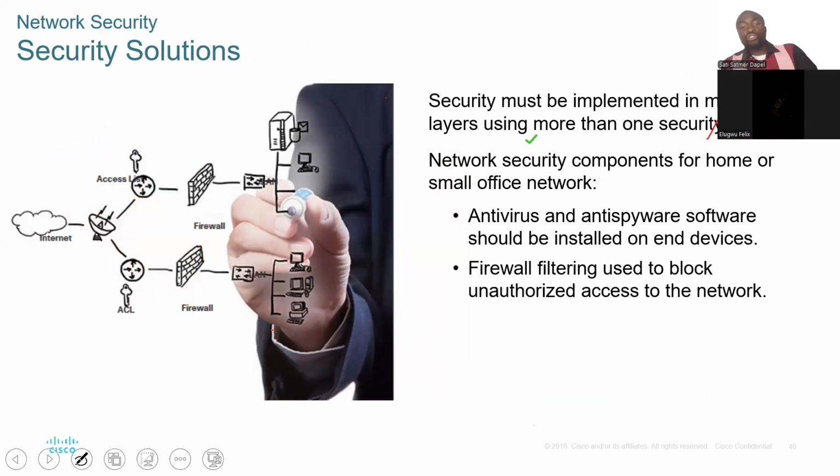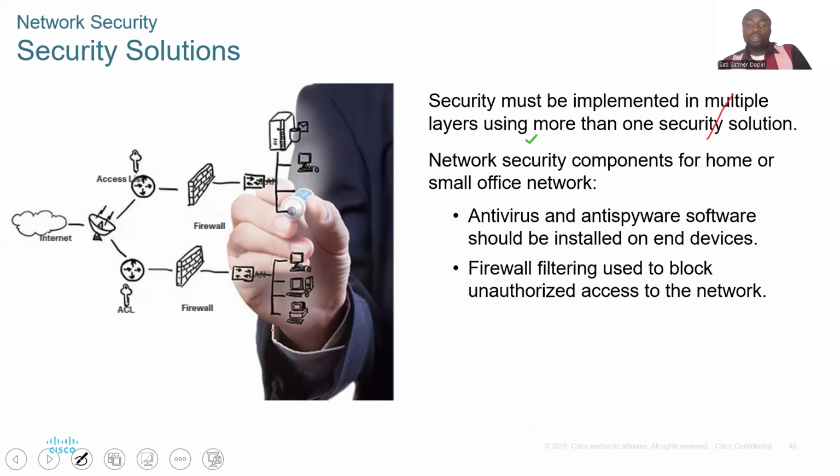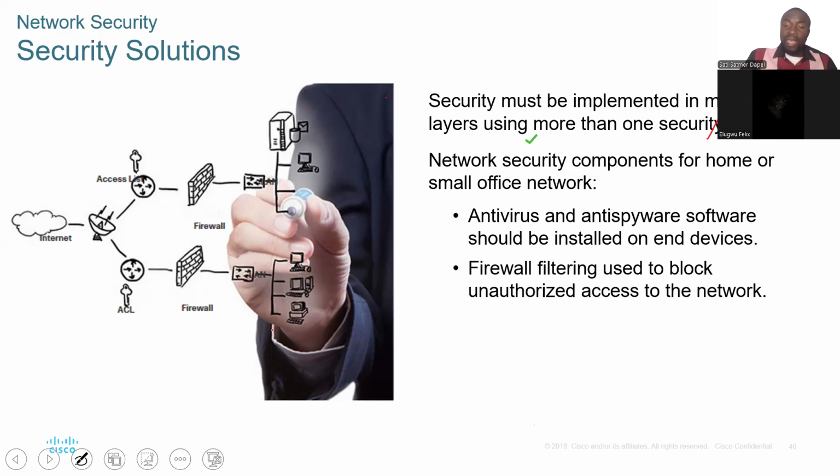So what security solution should we go for? Security must be implemented in multiple layers using more than one security solution. For network security components for a home or small office network, you need to make sure that is there. Then you have antivirus and anti-spyware software that should be installed on end devices to help protect that particular device. Then you have firewall filtering, which is used to block unauthorized access to the network.